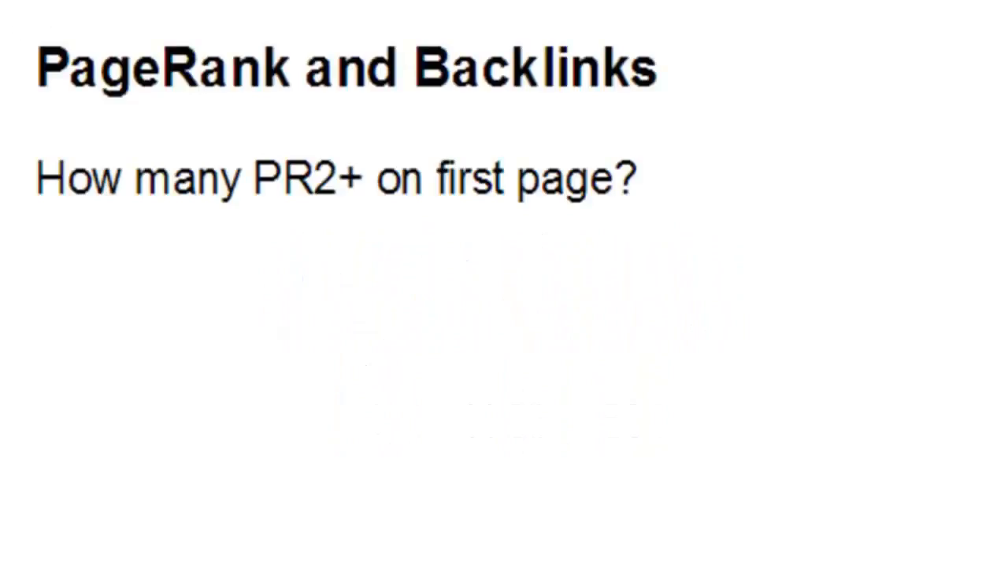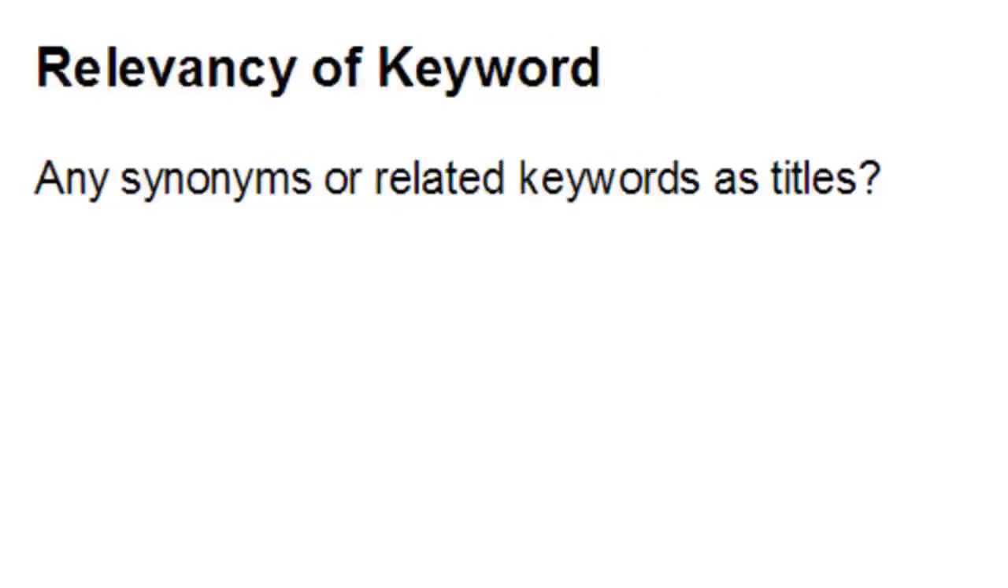The first thing you want to check is PageRank and backlinks on page one of Google, and see how many of those pages have a PageRank of 2 or more. If a very large portion of the results have high PageRank, then it's probably a search term you'll want to avoid. Later in the video, I'm going to show you a really easy way to check PageRank for all the pages at once without having to do extra work.